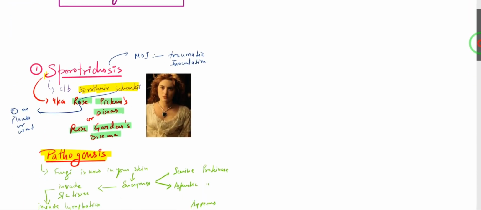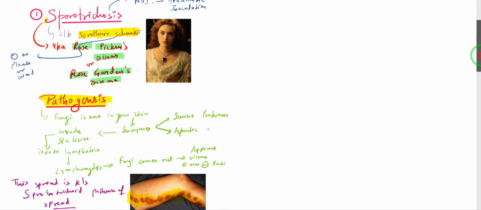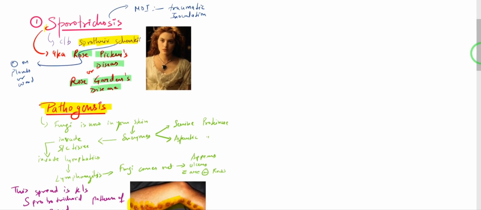So we started the subcutaneous mycosis, and the first one that we did was sporotrichosis. Okay, and sporotrichosis is caused by Sporothrix, and the mode of infection, okay, is traumatic inoculation. Now, as we all know, the Sporothrix is a thermally dimorphic fungi, and this disease, sporotrichosis, is also known as rose picker's disease or rose gardener's disease.